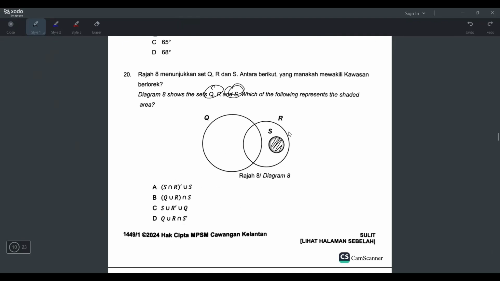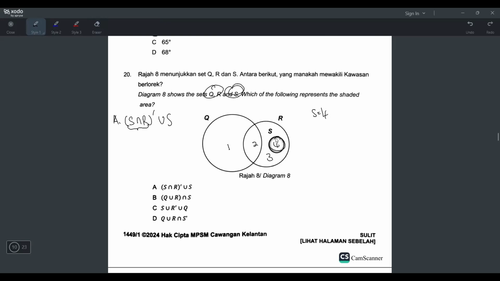Okay, how to know which one gives you this? Okay, first of all, I will use this method. I will write down, I will label here 1, 2, 3, 4. And then I'll start doing A, B, C, D and see which one gives me 4. The one that gives me 4 as the answer is my final answer, right? Okay, let's do this one first. S intersect R and then bracket complement union S. Okay, I can do S intersect R very fast because S is 4, right?